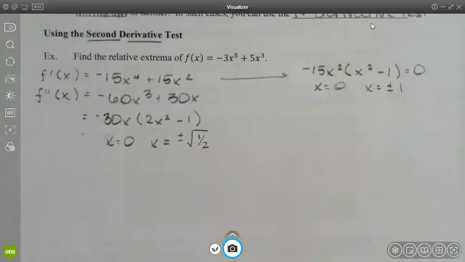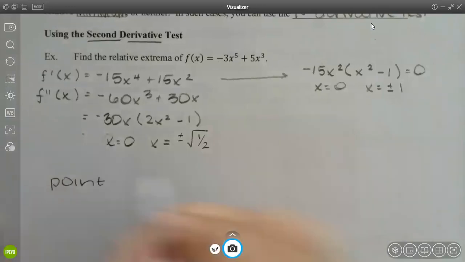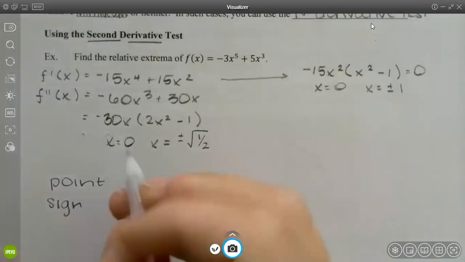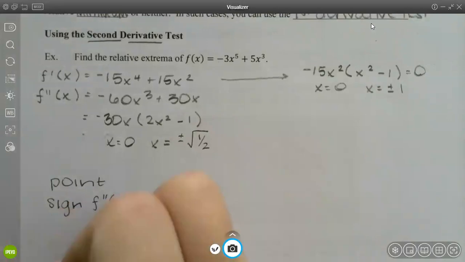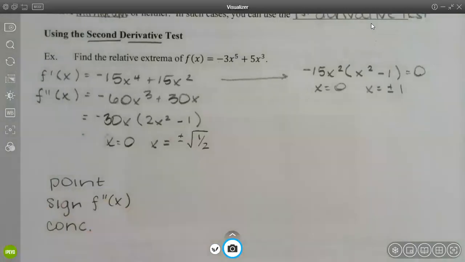So typically what we would need to do to be able to find our relative extrema is take our 0, 1, and negative 1, make our chart, and figure that out. So what you can do this time is instead of doing all of that, you're going to have a point, the sign of f double prime of x, and your concavity. We do not have to use any of these other, I just did this to keep you in the head game of that, okay?